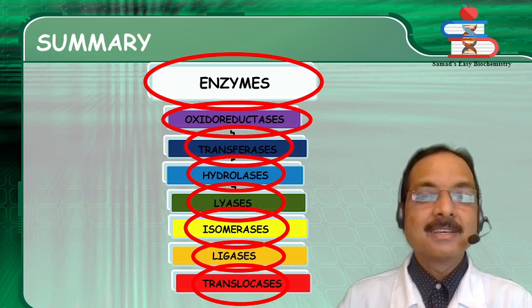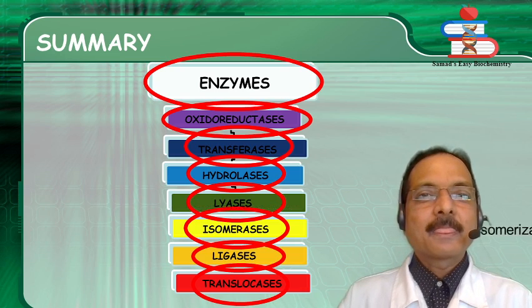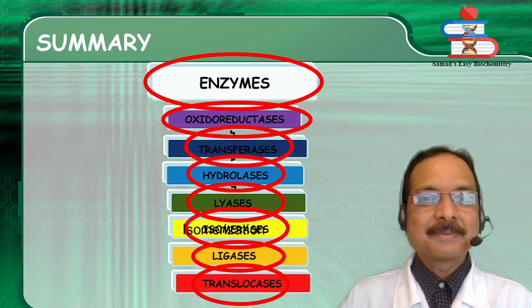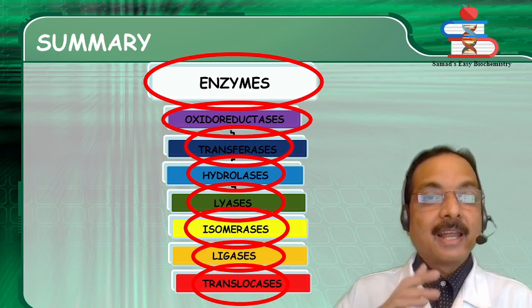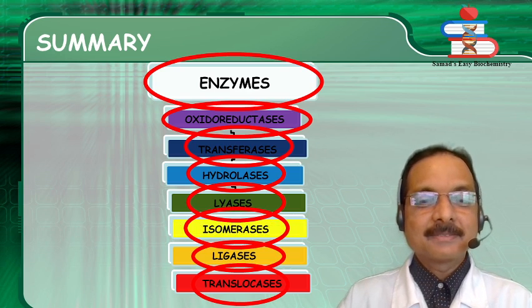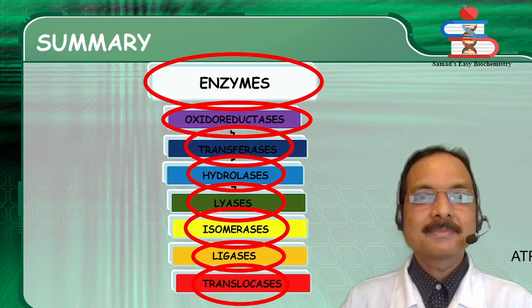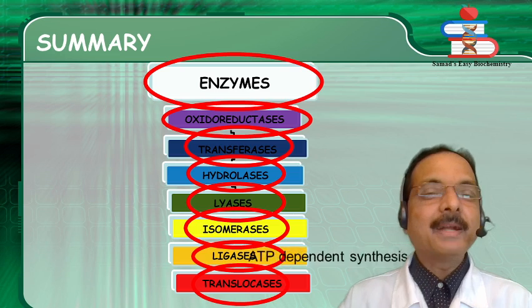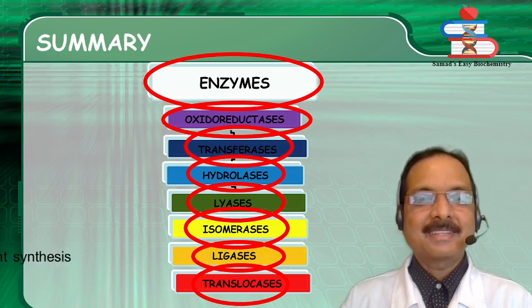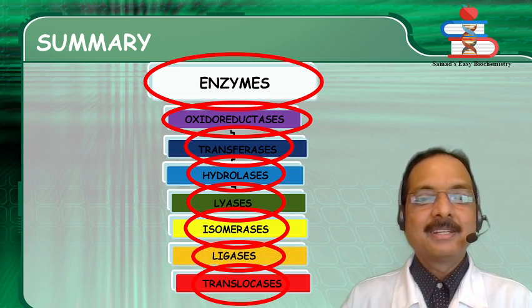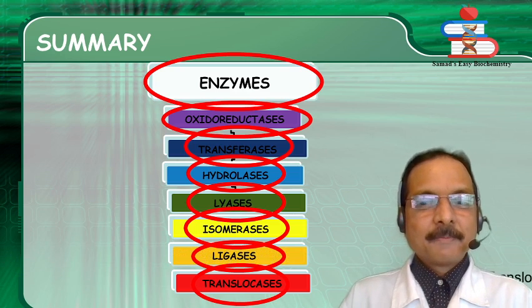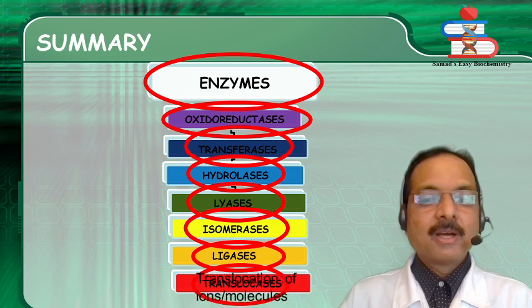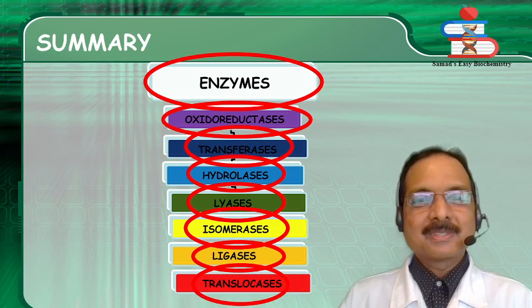Isomerases catalyze isomerization reactions. Ligases catalyze ATP dependent synthesis, and translocases catalyze translocation of ions or molecules.